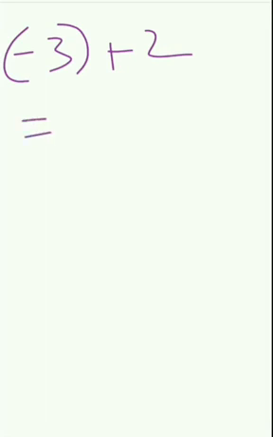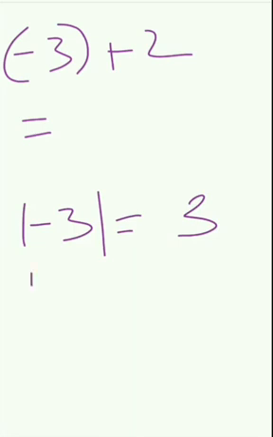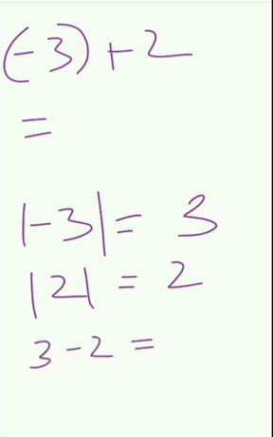Now if we look at the numbers, you can see that the first number is having the minus sign and the second number is having the plus sign. So to add integers of different sign, first we need to find out their absolute values. Here the first number is minus 3 and the absolute value of minus 3 is 3. The second number is 2 and the absolute value of 2 is 2. Now the next step is to find the difference of their absolute values, that is 3 minus 2. And 3 minus 2 is 1.